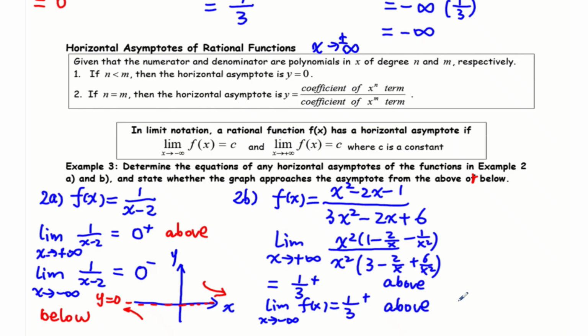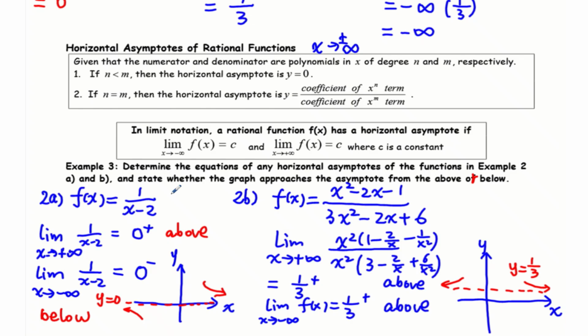So what it means on the graph is, on the xy plane, the horizontal asymptote is y equals 1/3. And when x approaches positive infinity, it approaches 1/3, and as x approaches negative infinity it also approaches 1/3 from above. So this is what it means. This is a horizontal asymptote.